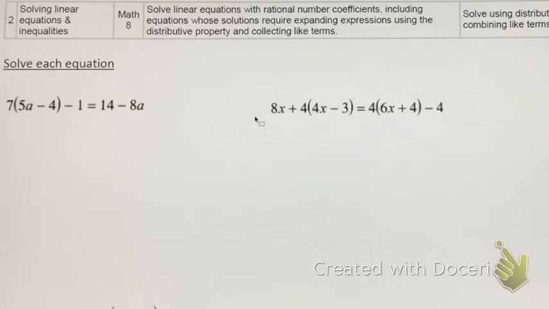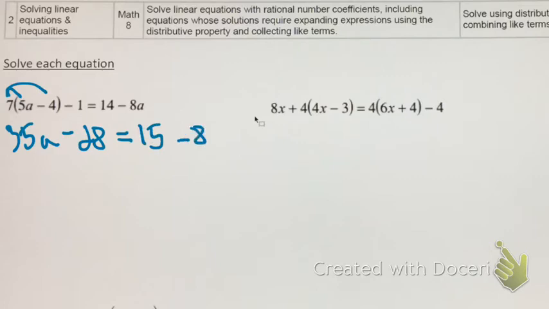So we got some distributive action here. That's going to give me a 35a minus 28. And what I'm going to do is move the 1 over right away here, and put it onto this side, add 1 to both sides. So I've got the 15 there, and minus 8a. And now I can add 8a to both sides. I can move all the a's to the left.